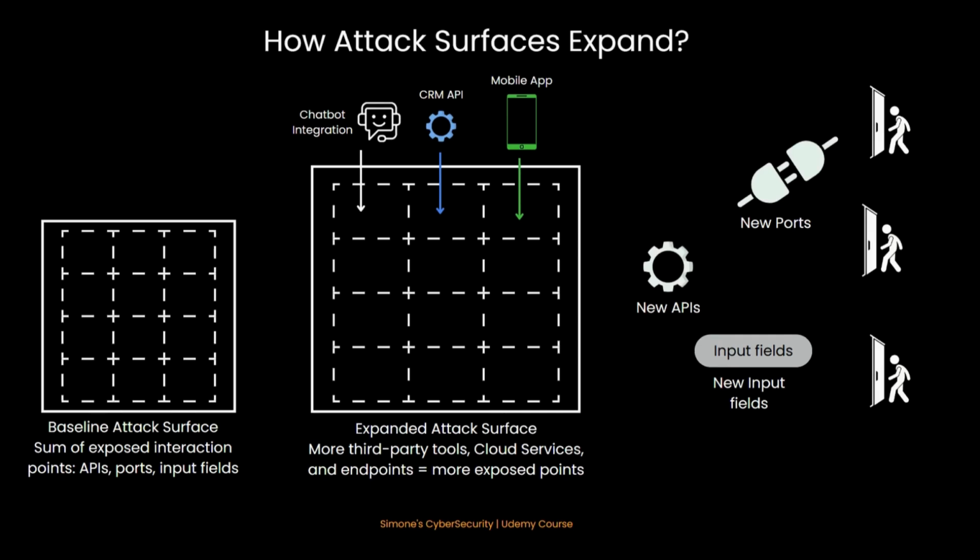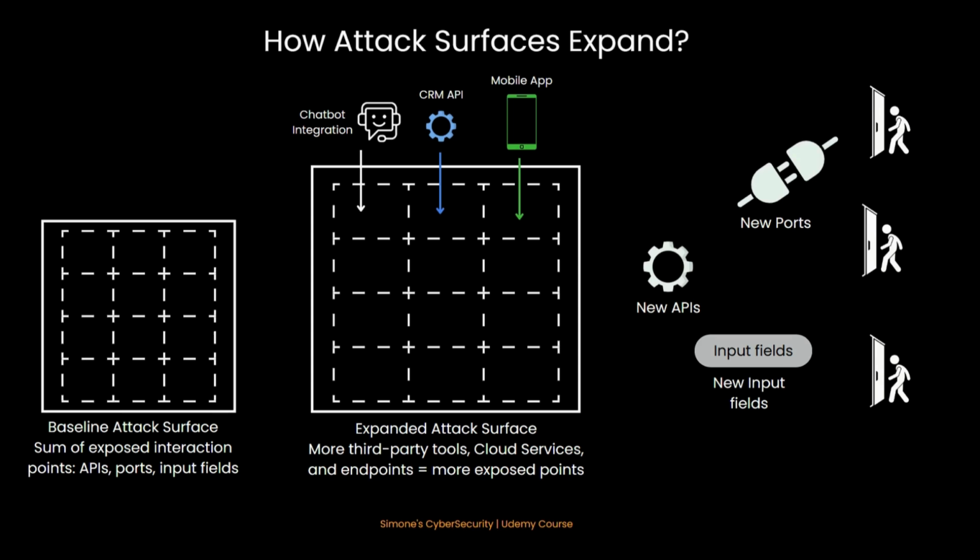Now that we understand the baseline attack surface, let's talk about how it expands. So in real-world environments, systems rarely stay isolated. As we integrate them with more third-party tools, expose new APIs, or connect mobile apps and chatbots, we naturally increase the number of interaction points. This is what we call an expanded attack surface.